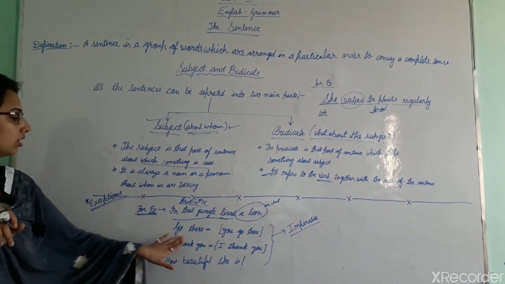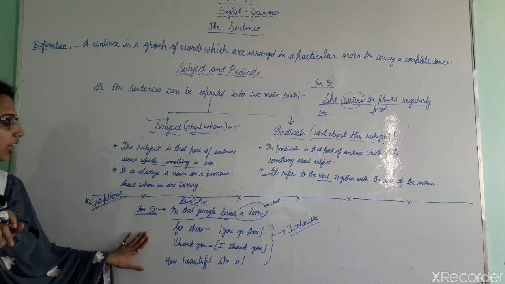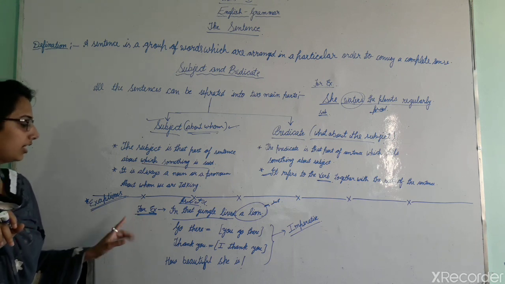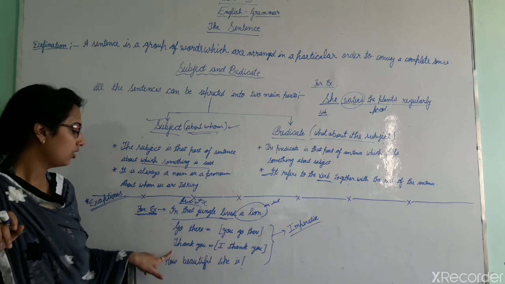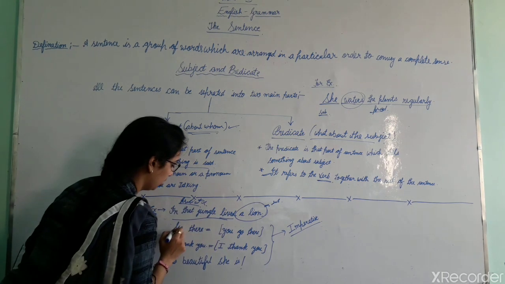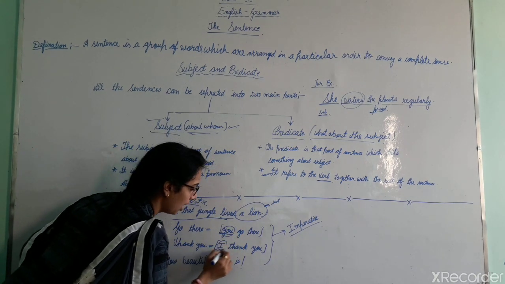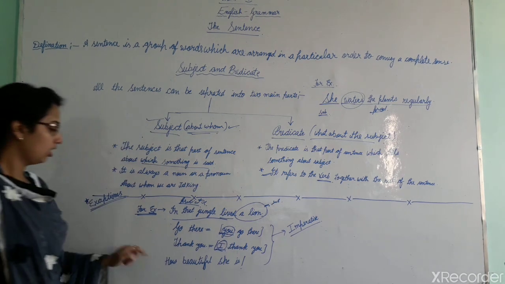Here, the subject is not mentioned, but it is understood that we are talking about a particular person and we have to add it by ourselves. Here, thank you, I thank you. And here, go there, you go there.